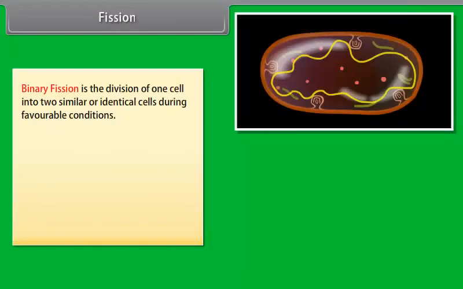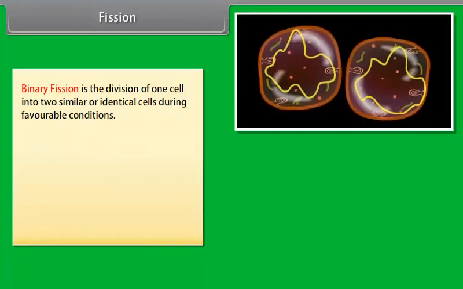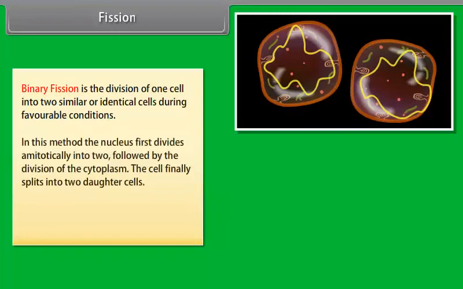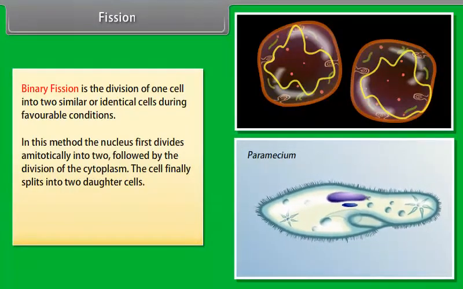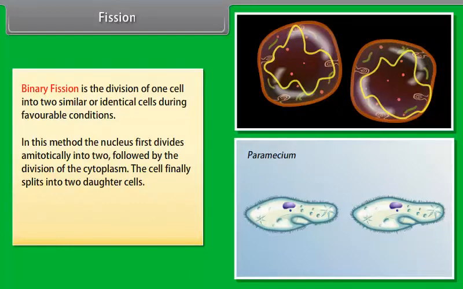Binary fission is the division of one cell into two similar or identical cells during favorable conditions. In this method, the nucleus first divides amitotically into two, followed by the division of the cytoplasm. The cell finally splits into two daughter cells. Examples: bacteria, yeast, euglena, amoeba, and paramecium.